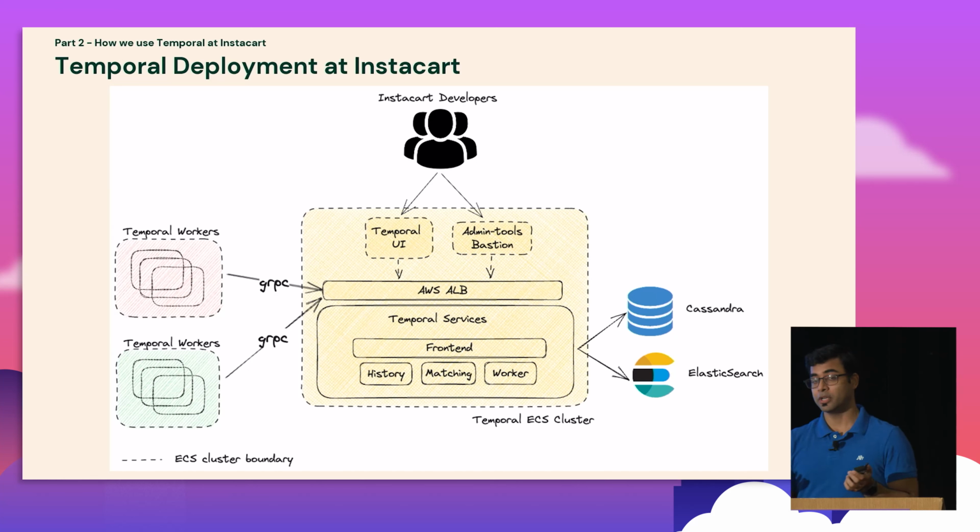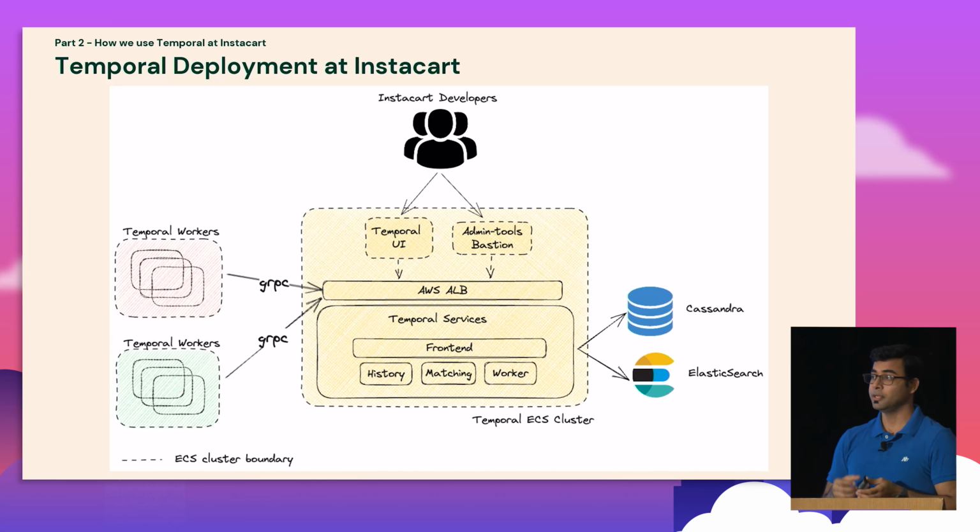Individual teams who are using the Temporal services deploy their workers as ECS tasks within their own clusters. And then we set up the correct networking rules to allow talking to the Temporal cluster through the Temporal APIs, which are backed by gRPC. Our backend database is Cassandra, which we get through a managed provider. And then we have Elasticsearch configured on top of it, for advanced visibility.